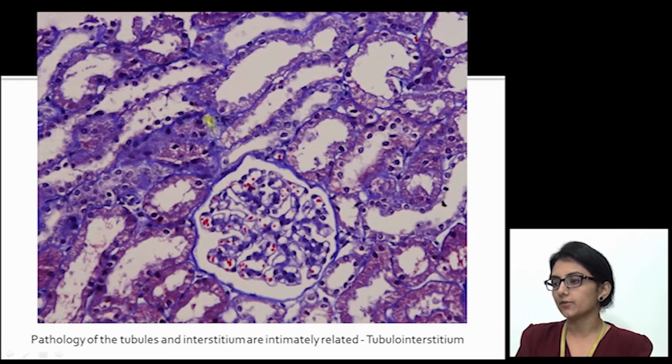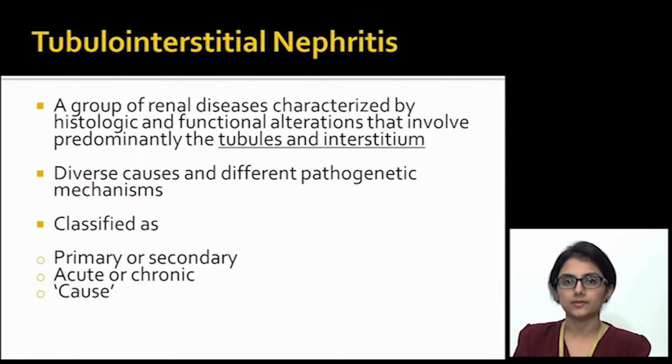This is a Masson's trichrome stain section. We're still seeing what the normal kidney looks like. But as it's obvious that the tubules and interstitium are so intimately associated, whenever there is any pathology, they tend to affect both together, and we put them together under tubulointerstitial diseases. So one very important tubulointerstitial disease is tubulointerstitial nephritis.